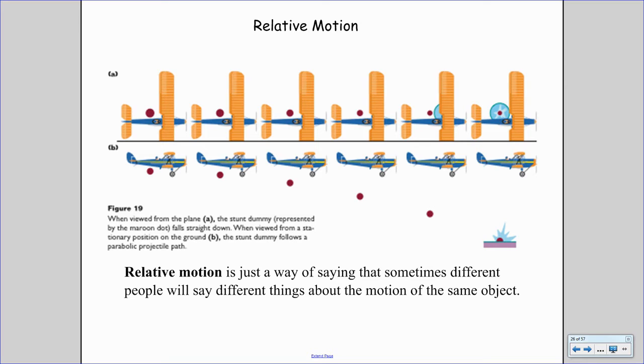Our lesson for today is really just about saying that people from different perspectives will see the motion of an object differently. We're going to start off with this picture of an airplane, and this airplane is dropping a ball. If we're viewing the airplane from above, we can see that the airplane and the ball are moving along. The different pictures are like snapshots every second or so.